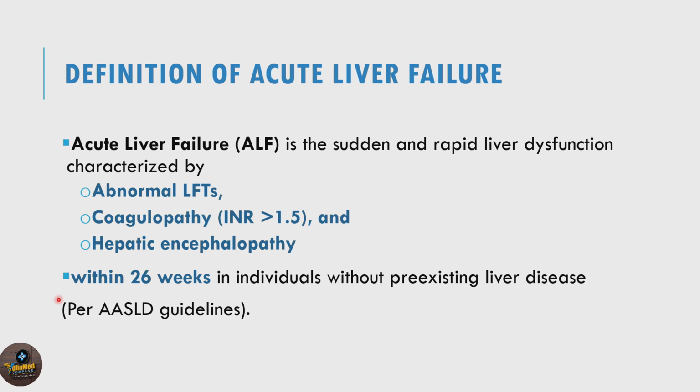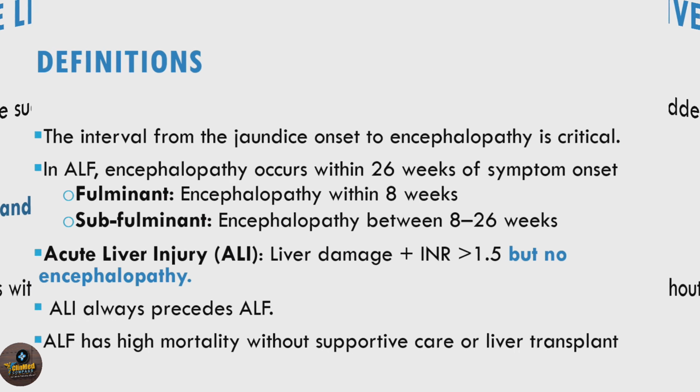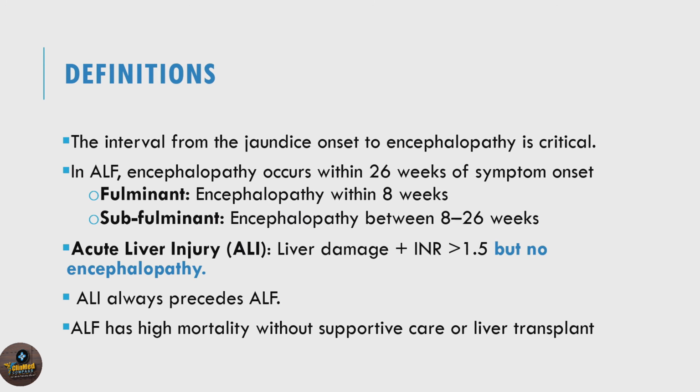It is important to state that you talk about acute hepatic failure in a patient without a pre-existing liver disease. The interval between the onset of jaundice and encephalopathy is critical as it determines classification. As previously stated, in acute liver failure, encephalopathy occurs within 26 weeks of the onset of symptoms. It is said to be fulminant if encephalopathy occurs within 8 weeks, and subfulminant if it occurs between 8 to 26 weeks of the onset of symptoms.